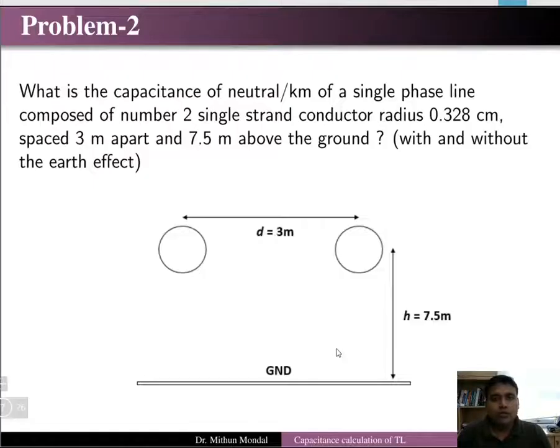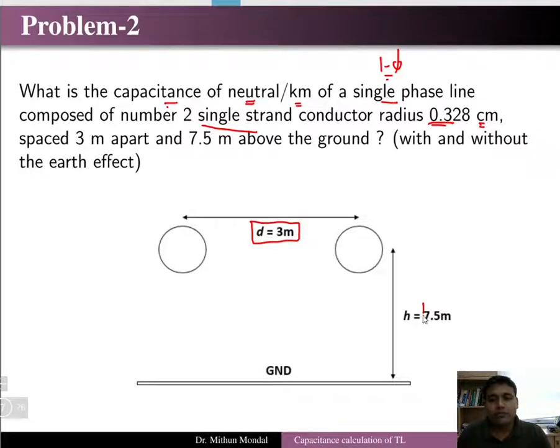In problem number 2, we have to calculate the capacitance to neutral. So again the neutral capacitance is calculated per kilometer of a single phase line. So the line is single phase and it is having two single strand conductors. Radius given is 0.328 centimeter, spaced 3 meter apart. So the two strands are separated by 3 meter and it is 7.5 meter above the ground surface. Then you have to calculate what is the capacitance Cn when you take the consideration of with and without the earth effect. So let us see the solution.